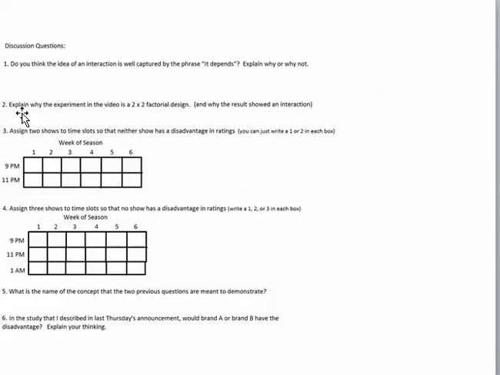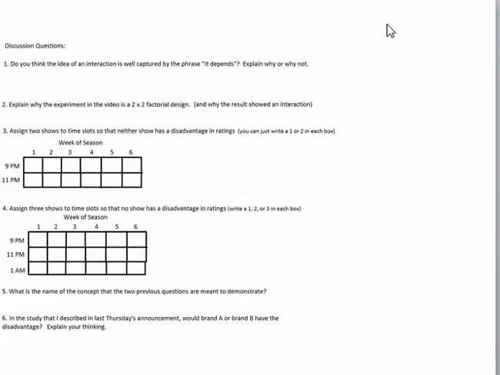Question 2 says to explain why the video in the experiment was a 2x2 factorial design. In class a few days ago, we watched a video showing an experiment with 4 scenarios. There were 2 types of crime, a robbery and a swindle, and there were 2 types of attractiveness, an attractive criminal and an ordinary looking criminal. And the dependent variable was the sentence that the participant would assign to the criminal in this scenario. So you need to explain why it's a 2x2 factorial design.